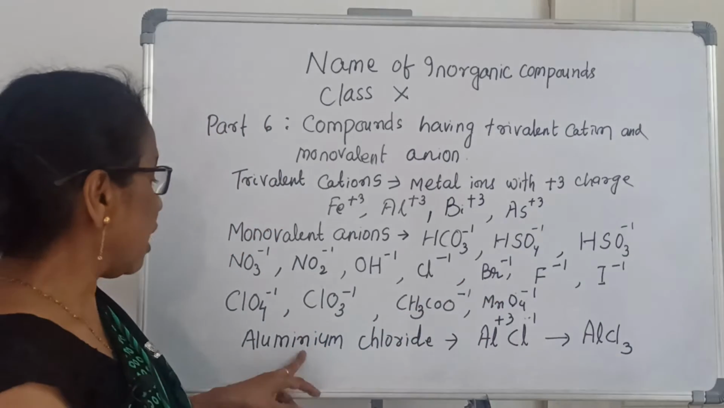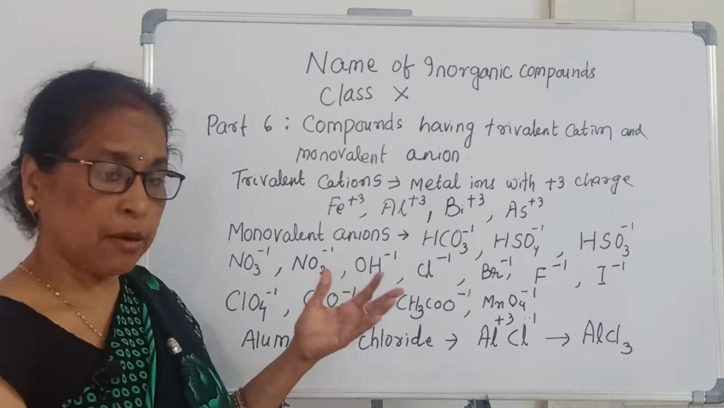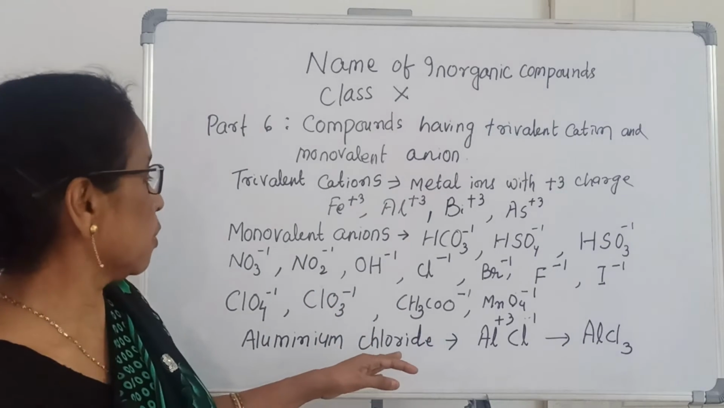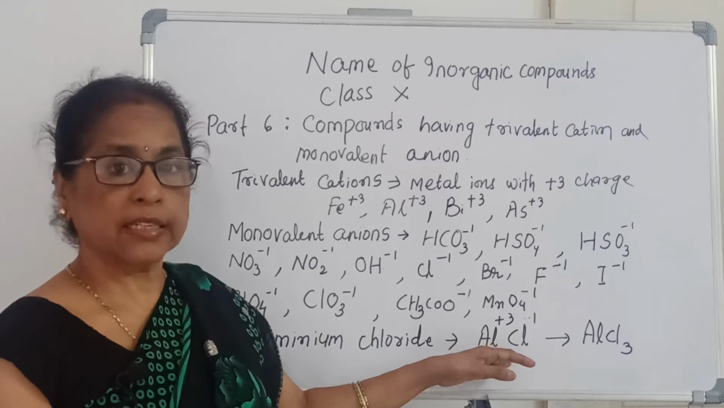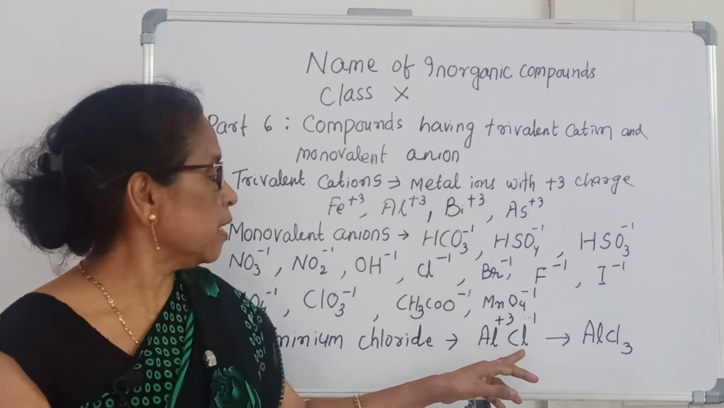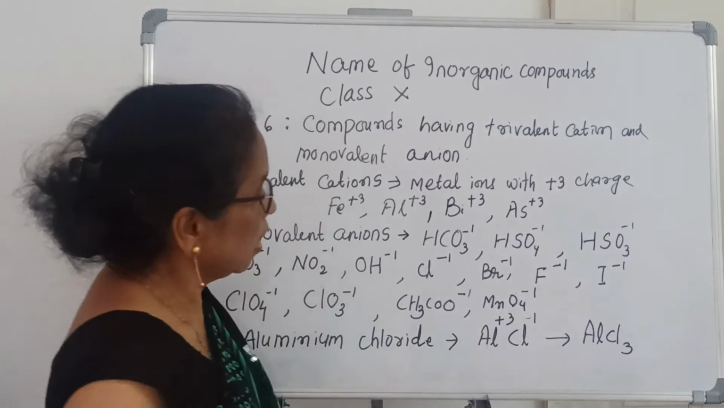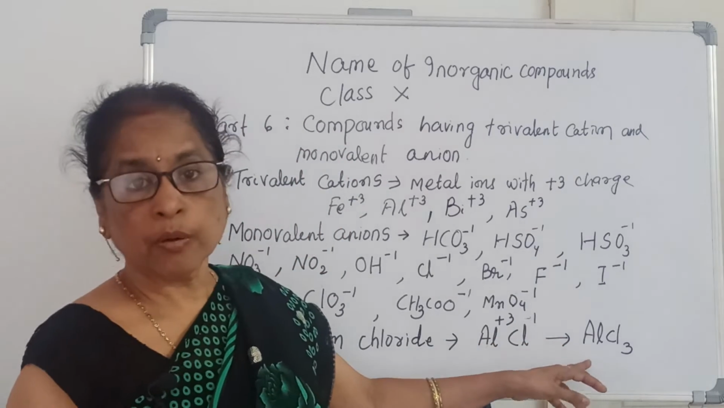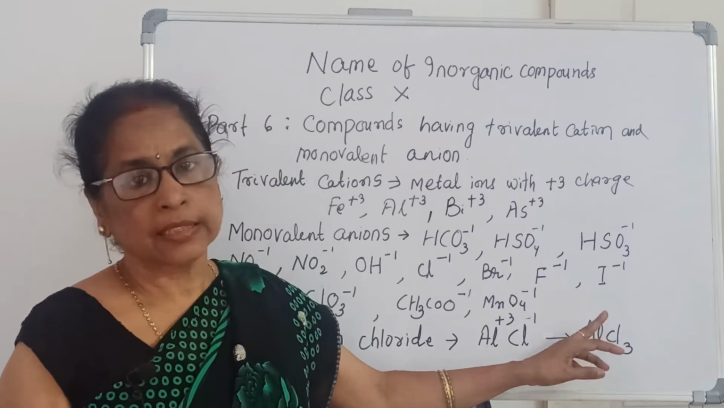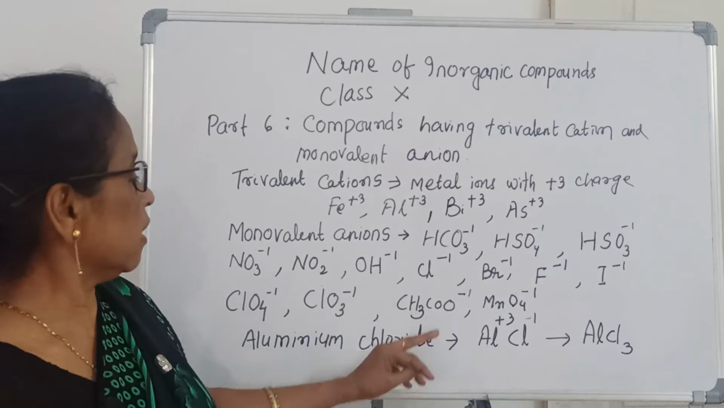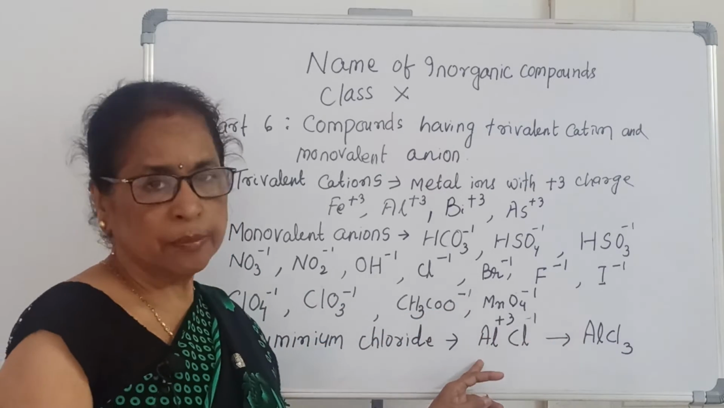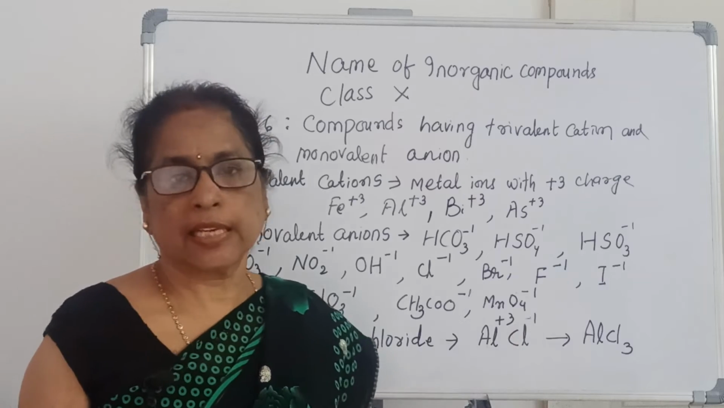So here aluminum chloride, that example you can say aluminum chloride, AlCl. Al means +3, Cl means -1. So -1, and here it gives the compound AlCl3. That means here 3 will come to here, 1 simply comes to here, then the formula is AlCl3.